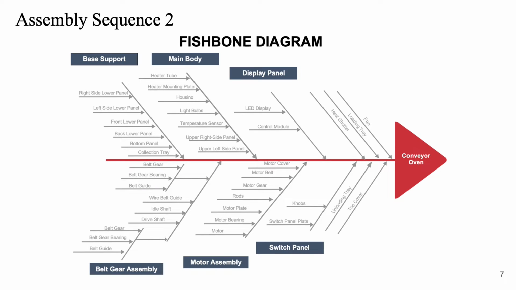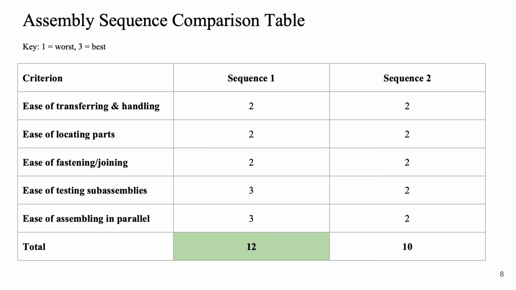For our second assembly sequence, our fishbone diagram still consists of 6 sub-assemblies, but the main difference is that the fan and the top cover were removed from the main body and added at the end of the assembly process. This is because the fan and the top cover could be assembled at any point after the main body, and we are depicting it here at the end of the process.